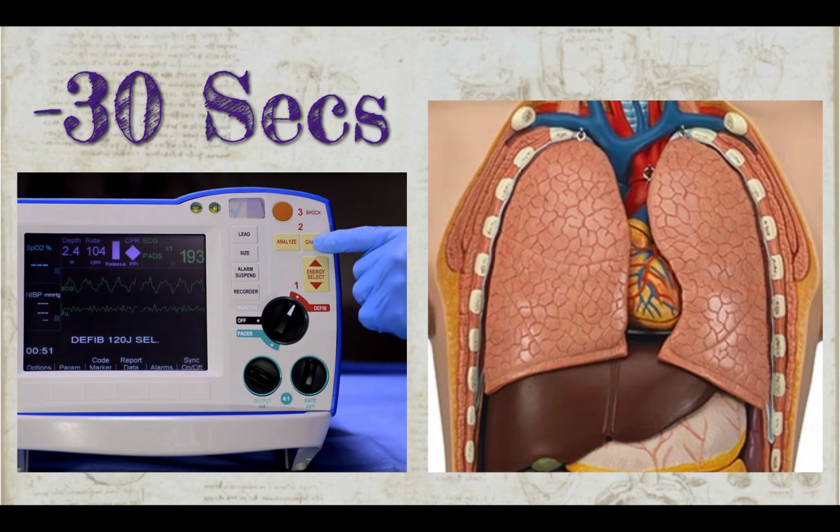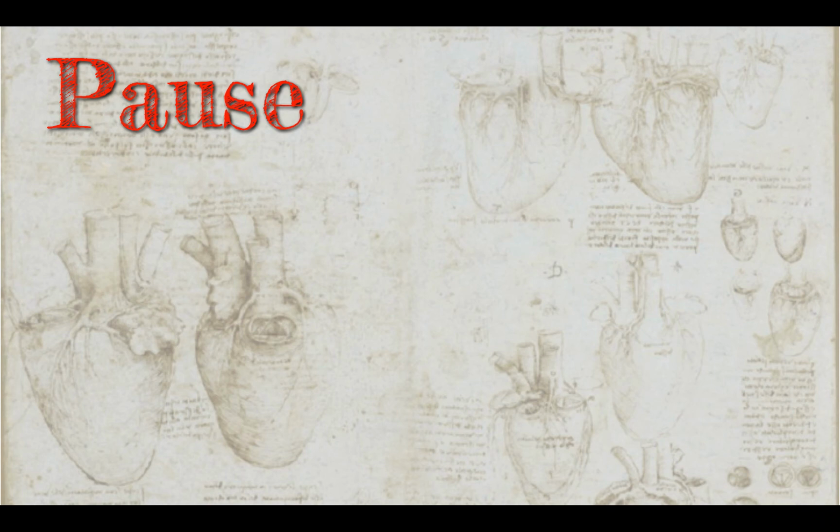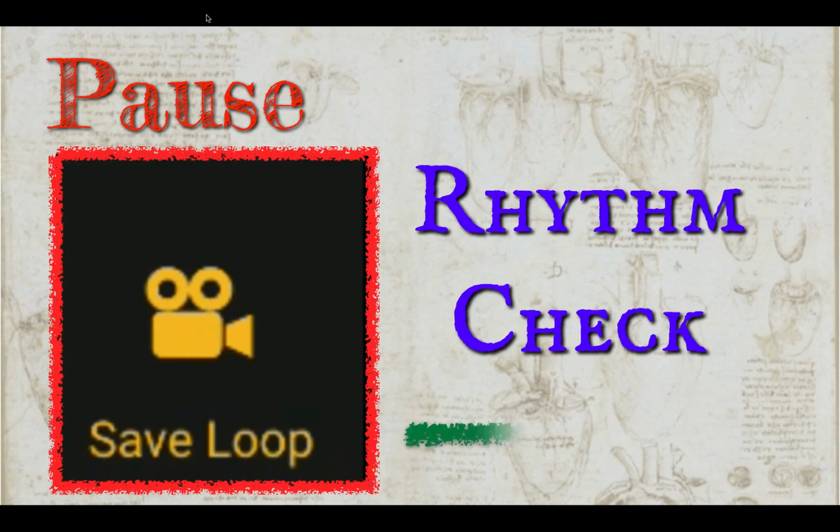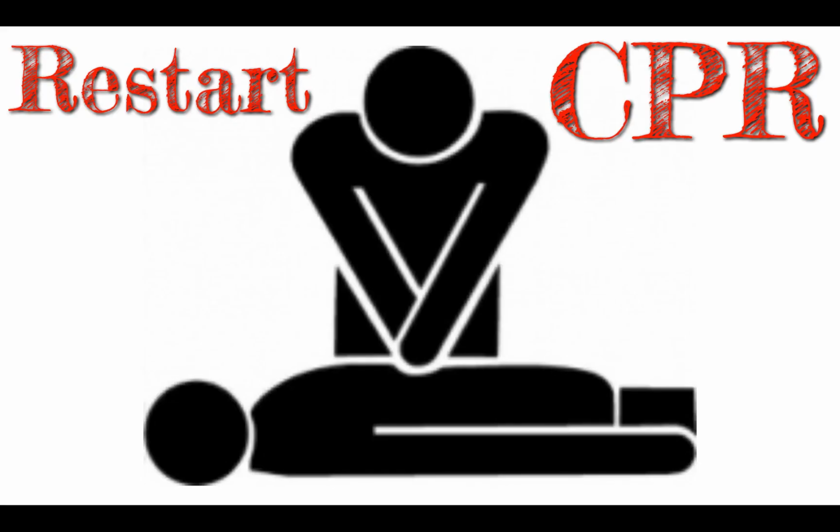Add to this prep by placing the probe in the subxiphoid spot during chest compressions before you even pause for the rhythm check, and start looking for your window. As soon as the pause happens, hit the Save Loop button, which will start recording a 6-second clip. At the end of the 6-second clip, you'll hear a beep, at which point, move!